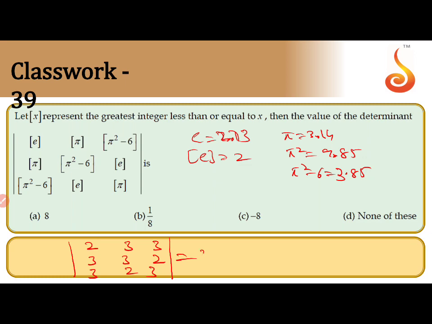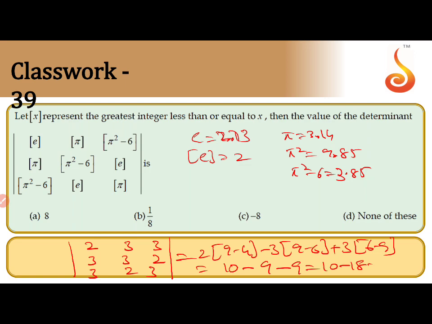Solve this: 2 into 9 minus 4, minus 3 into 9 minus 6, plus 3 into 6 minus 9. Simplify: 2 into 5 is 10, minus 9, minus 9. That gives 10 minus 18. The answer will be minus 8. Option C is correct. I hope that is clear now.